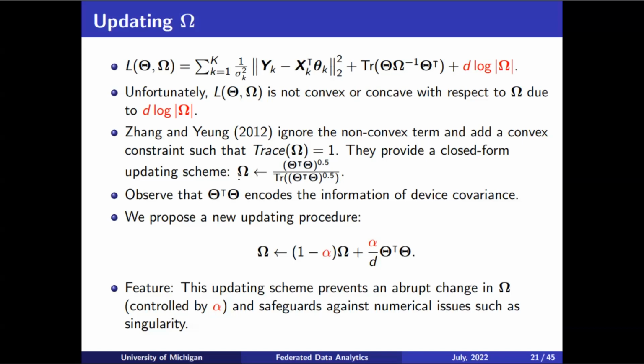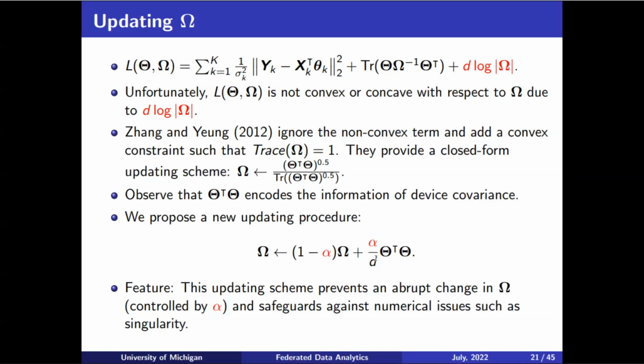However, we can make a key observation. This expression, the big theta transpose times theta, encodes the information of device covariance. Therefore, we propose a new updating scheme based on this observation. Here we update the big omega based on the convex combination of the omega from the old iteration and this information matrix.